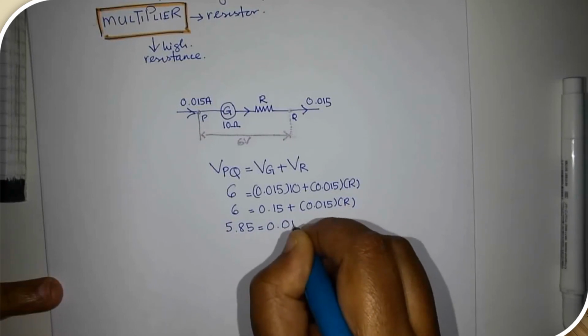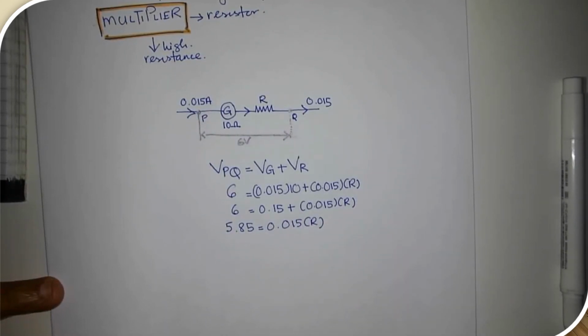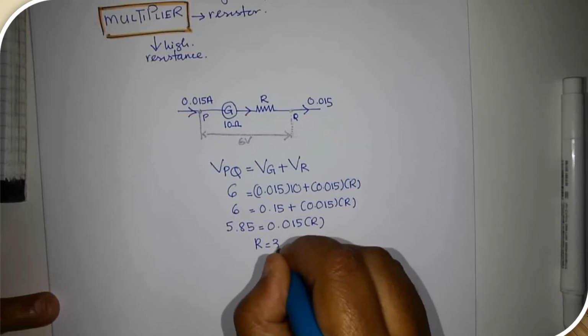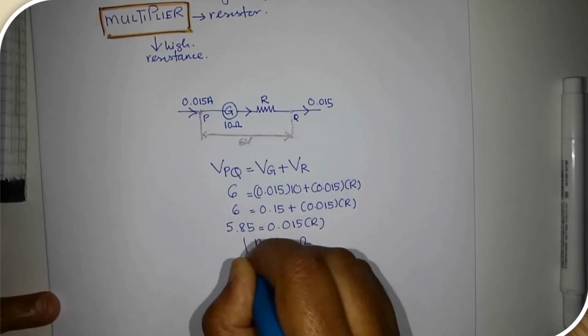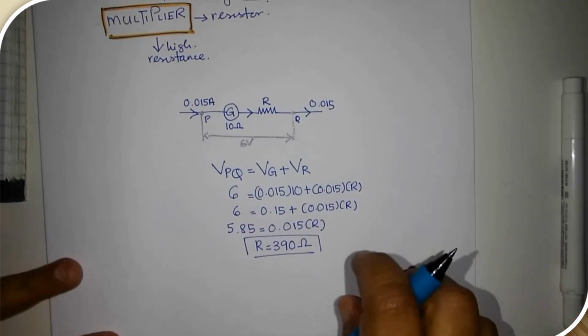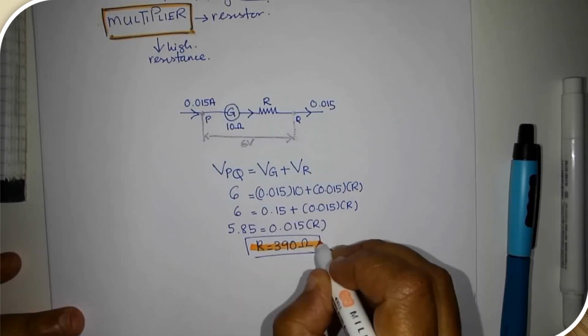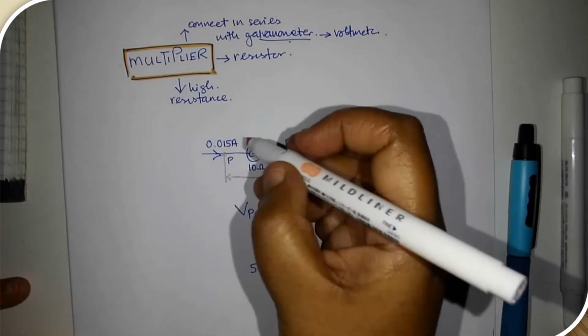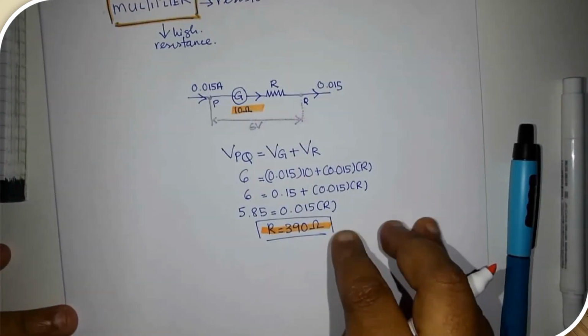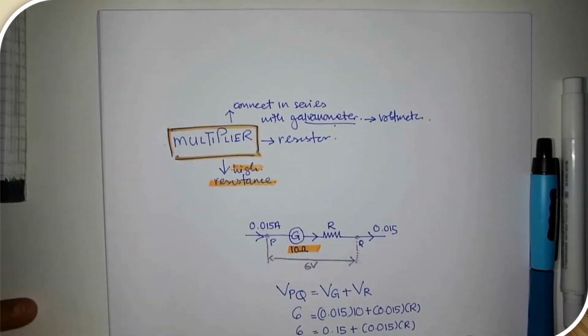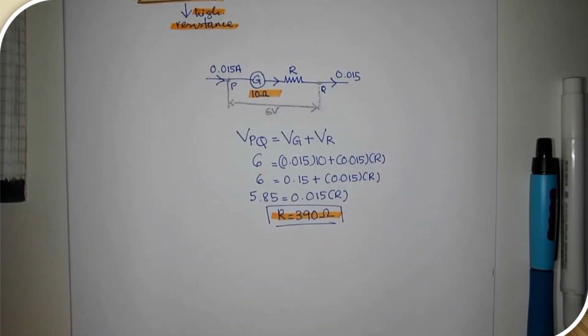equals 0.015 times R. So therefore the value is 390. So R is 390 ohm. If you can see the difference here, the resistance in the multiplier is 390 ohm, but the resistance of the galvanometer is 10 ohm. So it's truly true when they say it is high resistance.